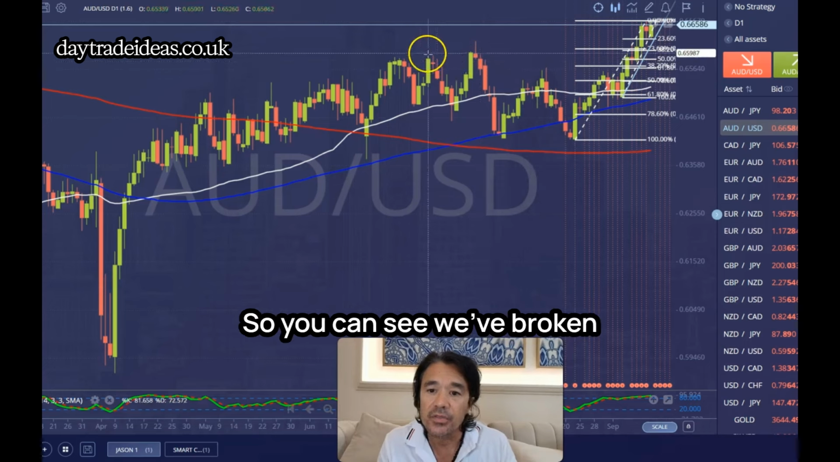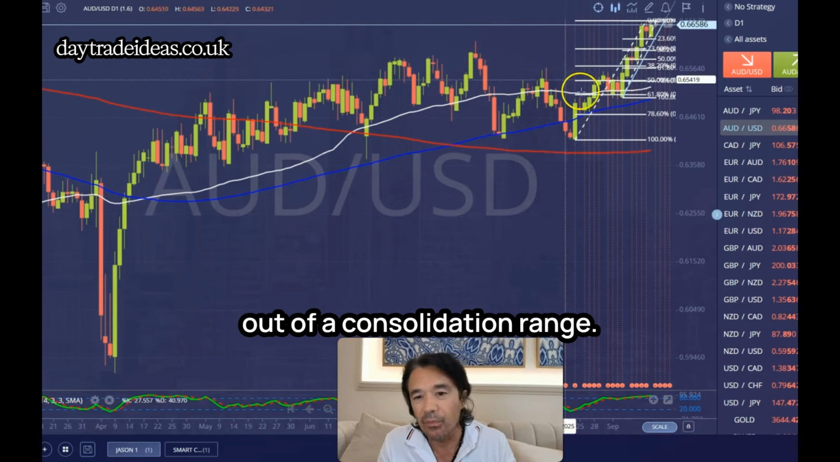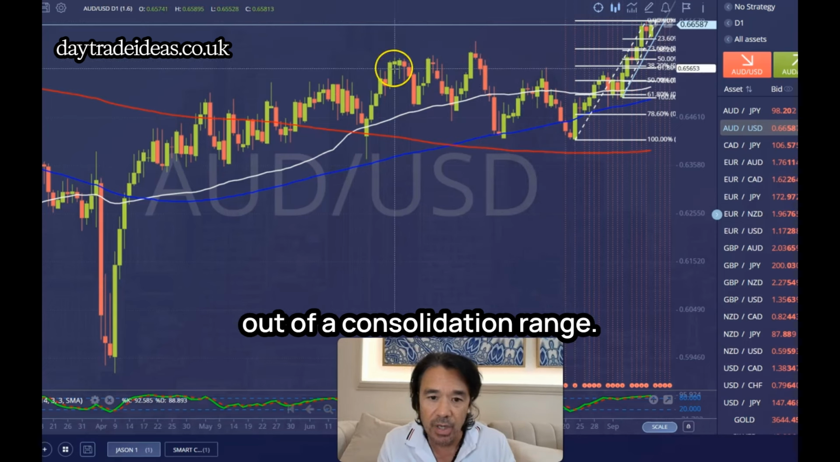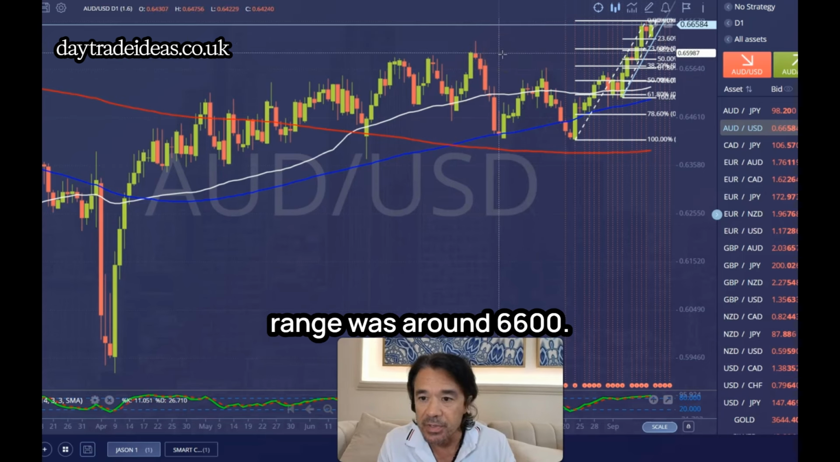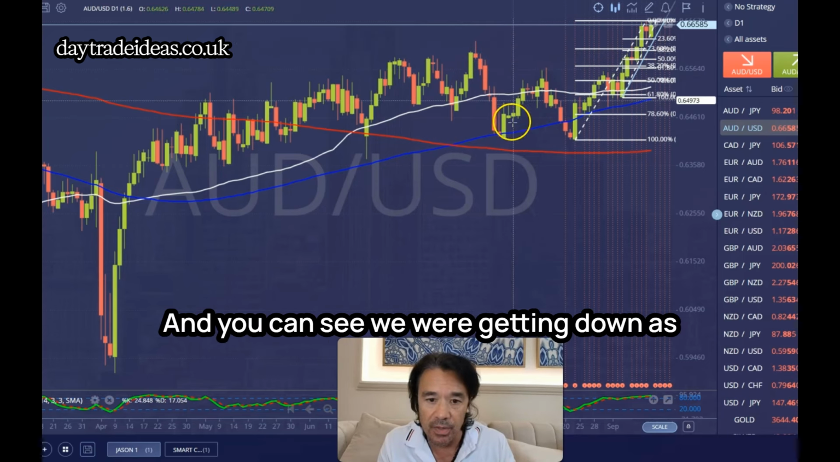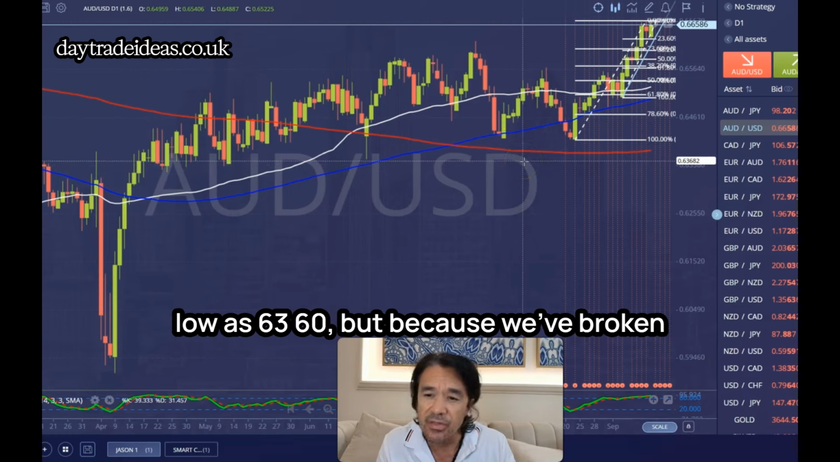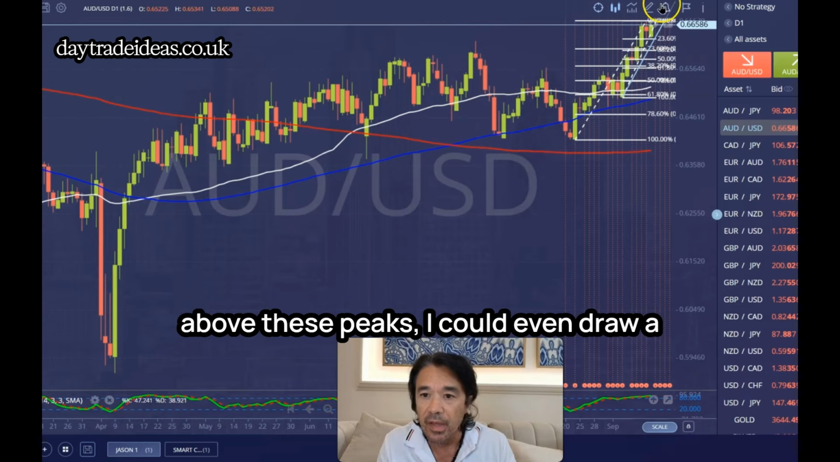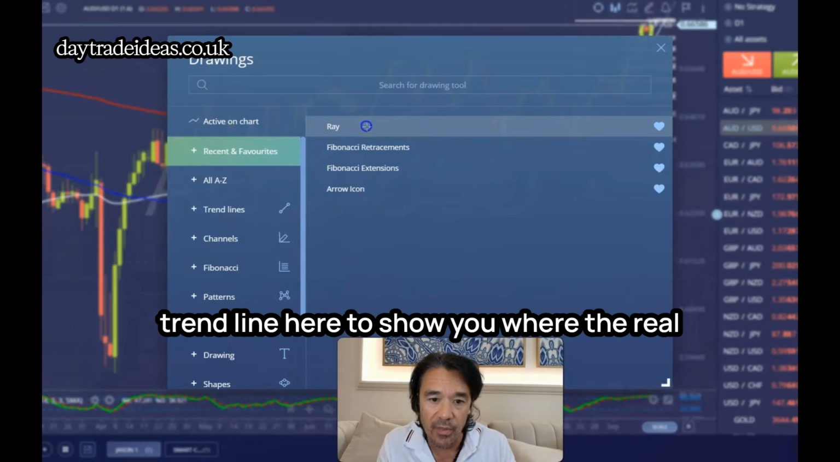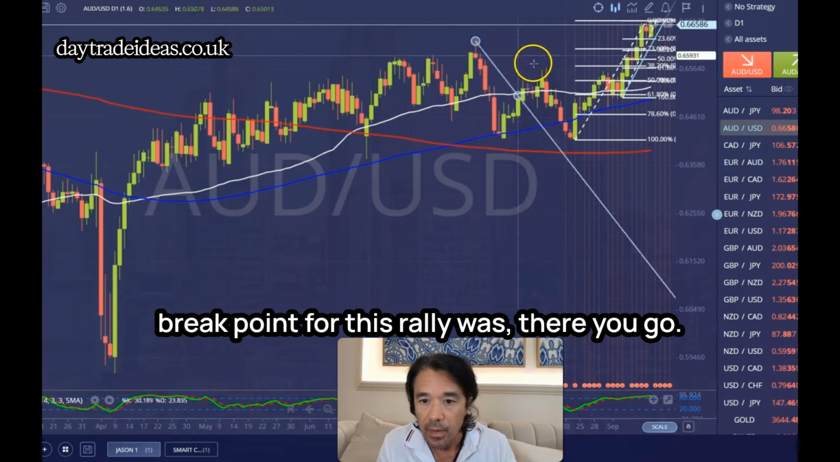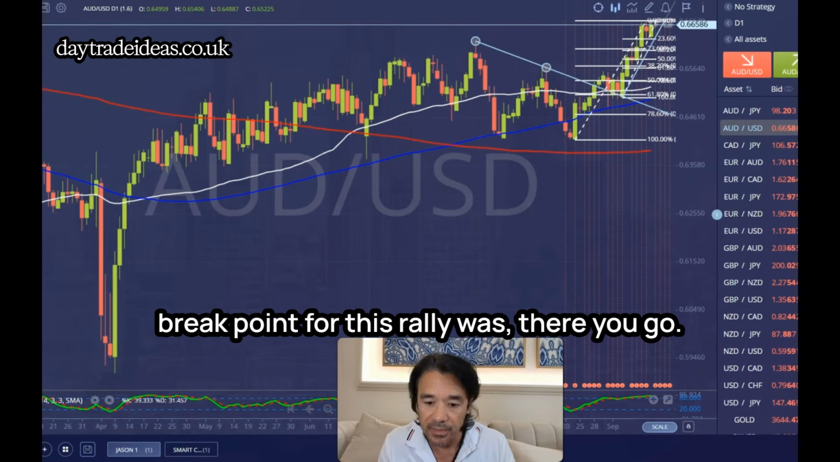That's the daily chart. So you can see we've broken out of a consolidation range. I would say the peak of that range was around 66.00, and you can see we were getting down as low as 63.60. But because we've broken above these peaks, I could even draw a trend line here to show you where the real break point for this rally was. There you go. That's pretty clear.